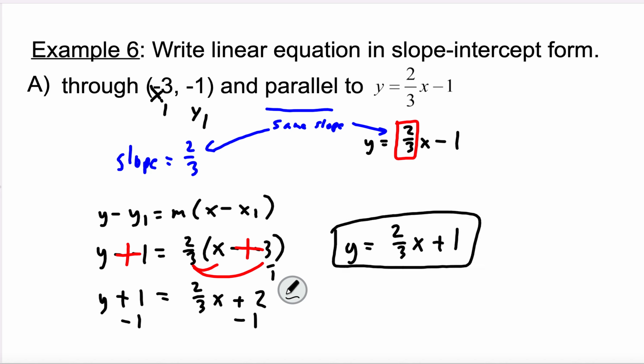So you see that the two equations are not identical. They have the same slope. The one we started with, y equals 2/3 x minus 1, and this one, y equals 2/3 x plus 1, are not identical. They're just parallel to each other.